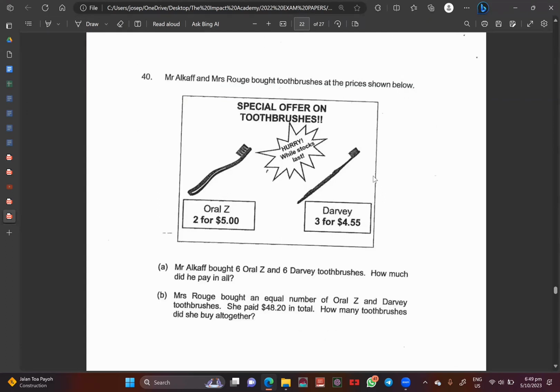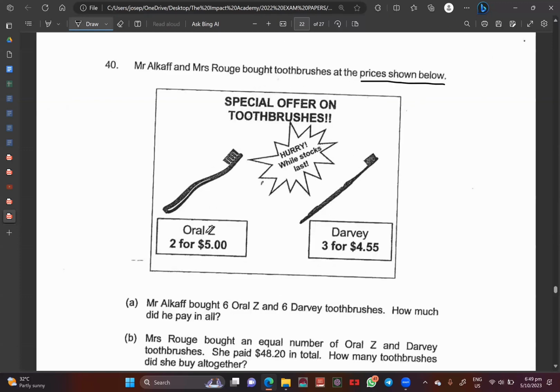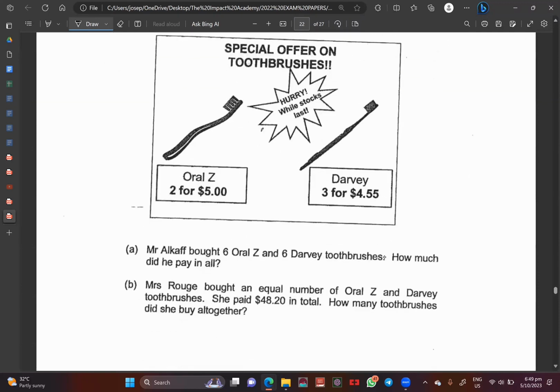Everyone, today we are looking at a question like this. Over here it says Mr. Akaf and Mrs. Raj bought toothbrushes at the prices shown below. Now you can see Oral Z, 2 for how much? $5. And Davi is the brand. Oral Z is also the brand. 3 for $4.55. Now for A, I think it's something that everyone can do, right?